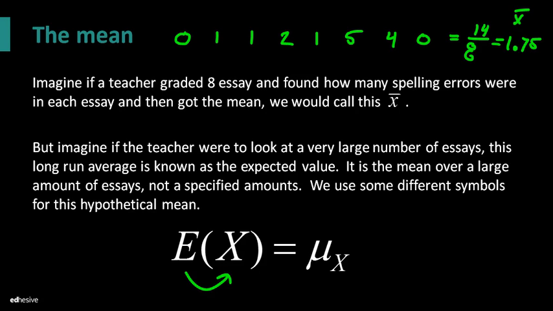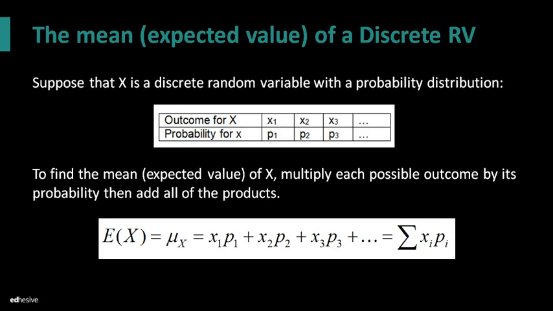So again, hopefully you understand the idea that if the teacher looked at 8 essays, she can get an average number of mistakes, X bar. But now what we're trying to focus on is what does she expect for any one essay? And here we're looking into the future. Many essays, not any specified amount. And there's 2 symbols that we use for this. Now here's how to find this value.